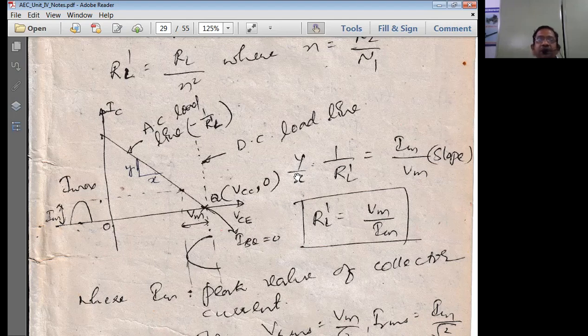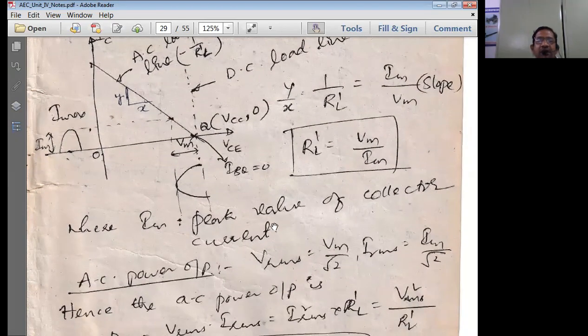So slope is nothing but y by x. Y by x is equal to, what is the y part here? Y part is the current part, that is Im, in terms of the signal I am talking about. Im by the x part, which is what? Voltage, small vm. So 1 by RL dash is nothing but the decreasing slope, that we discussed. So 1 by RL dash is equal to Im by Vm. Therefore RL dash becomes equal to Vm by Im, obviously.